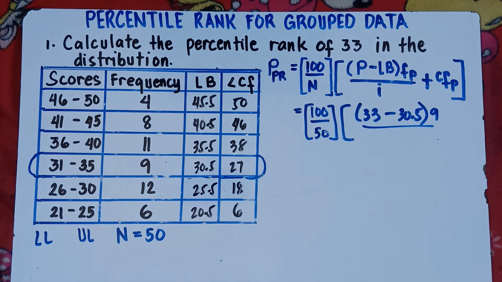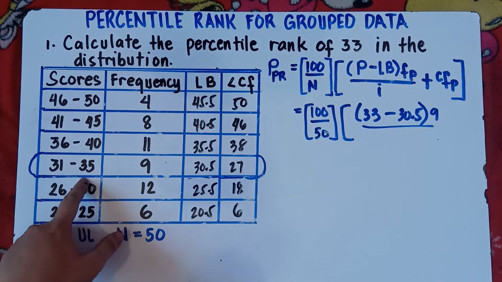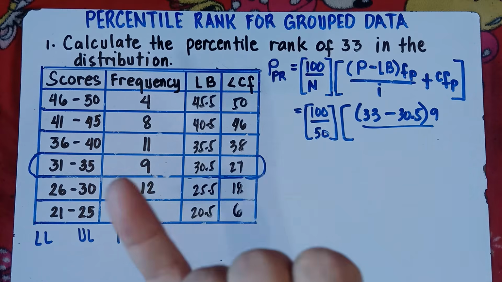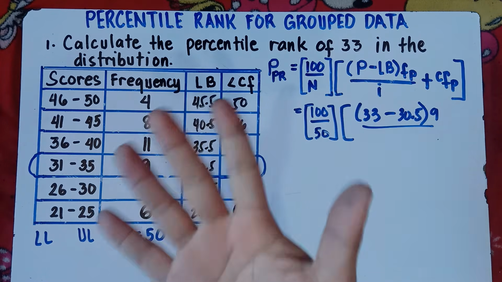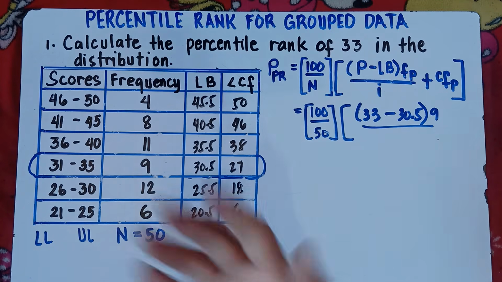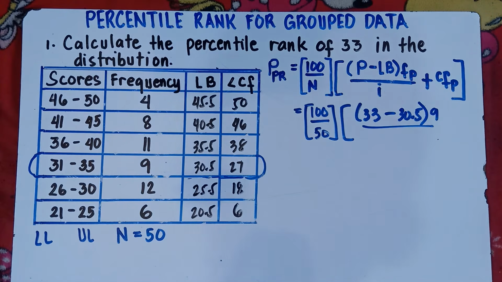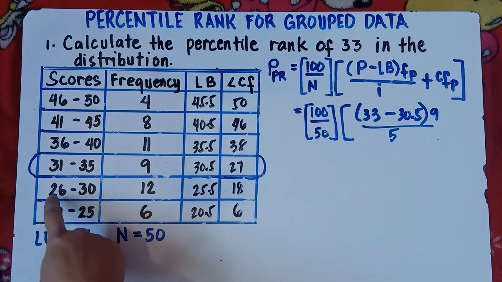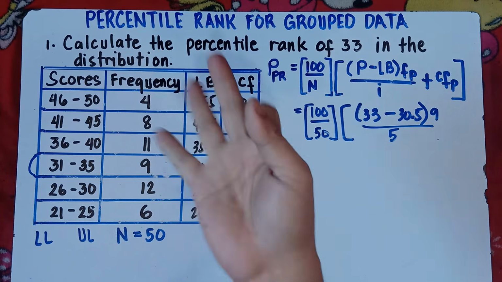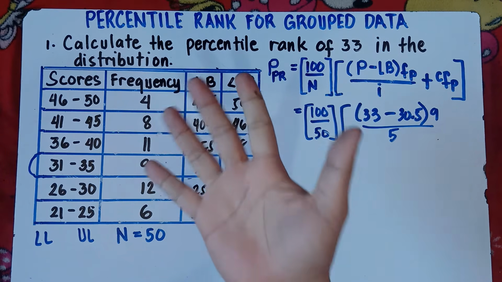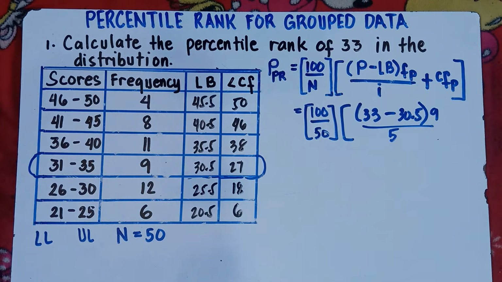Now the question is, how will you get the class interval? Very easy, class. You simply count the numbers from 31 to 35. 31, 32, 33, 34, 35. That's the class interval, class. The class interval is 5. Once again, you can check 26 to 30. Just count the interval. 26, 27, 28, 29, 30. The class interval is still 5. So that's why our class interval is 5.